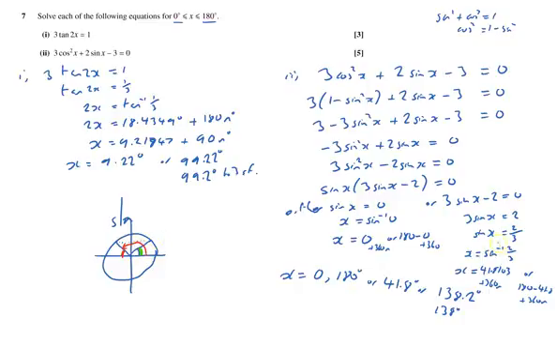But as soon as you actually get rid of the sine to the minus 1, you need to put all the possibilities in there in case you actually need to divide by 2 or whatever. And that's question 7 done.